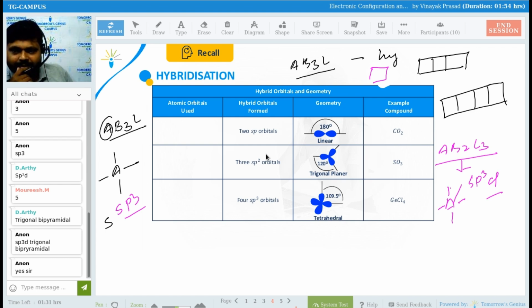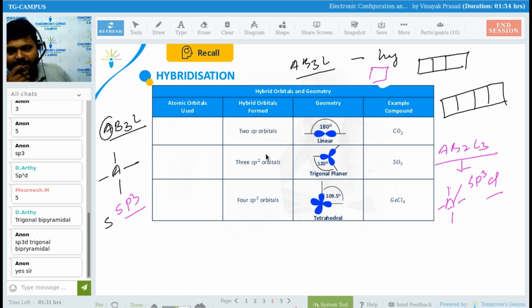AB2L2. Just concentrate. How many bonds will you form? 2 bonds will be there, and how many lone pairs will be there? 2 lone pairs will be there. So if 2 bonds and 2 lone pairs will be there, then what will be the hybridization for that? 1s and 3p, so sp3 only. sp3. Is it easy now?